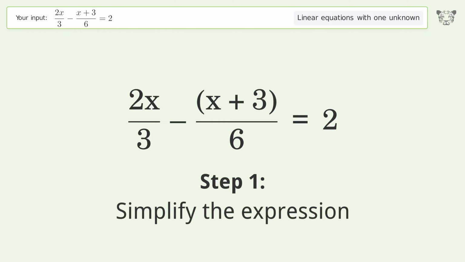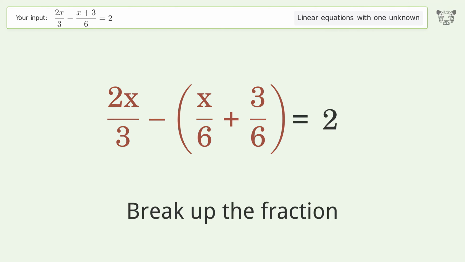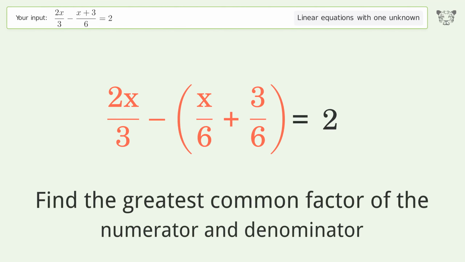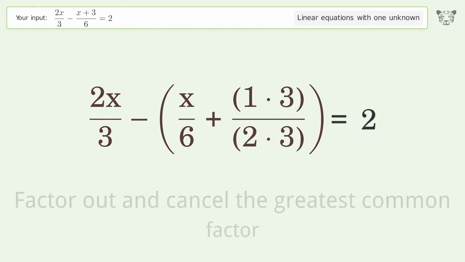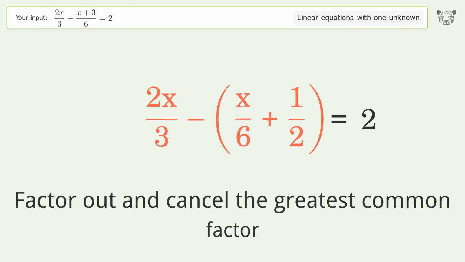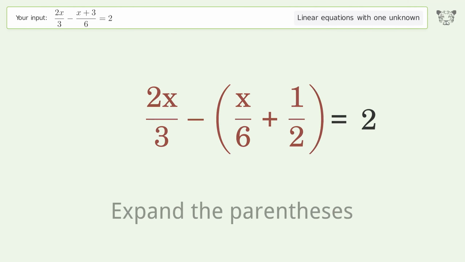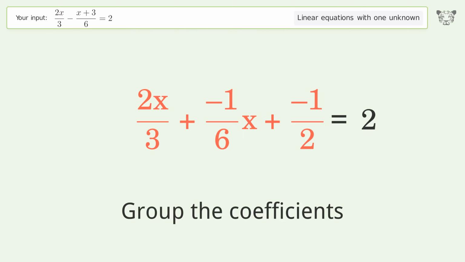Simplify the expression. Break up the fraction. Find the greatest common factor of the numerator and denominator. Factor out and cancel the greatest common factor. Expand the parentheses. Group the coefficients.